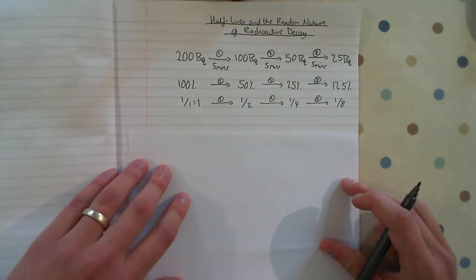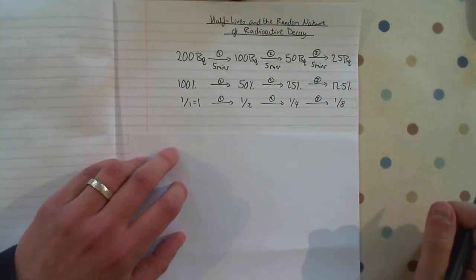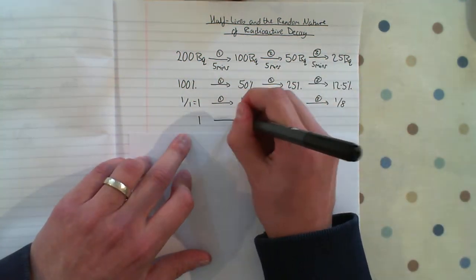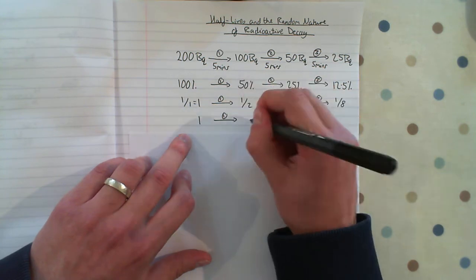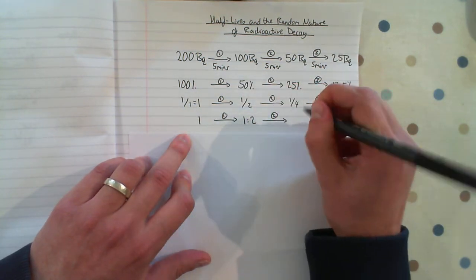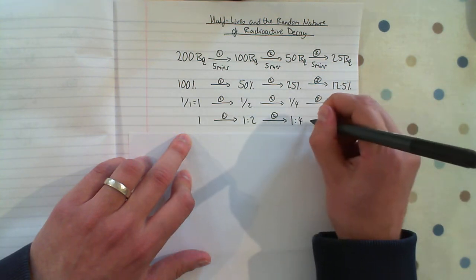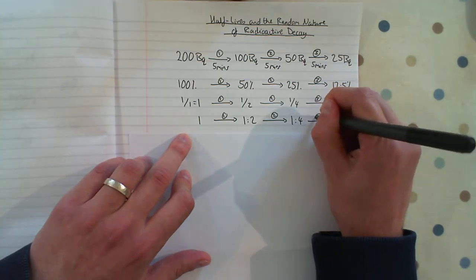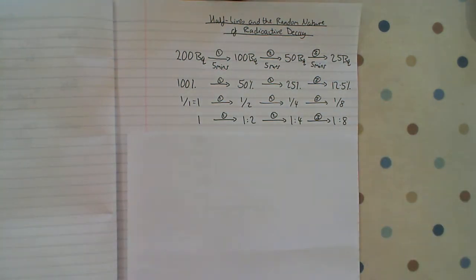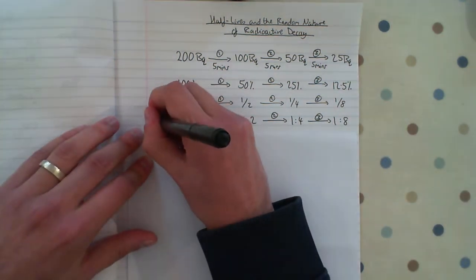For higher tier only, you need to be able to represent it as a ratio. So 1 is just 1. After one half-life, you've got 1 to 2. After a second half-life, you've got 1 to 4. And after a third half-life, you've got 1 to 8. So that's for higher tier only.